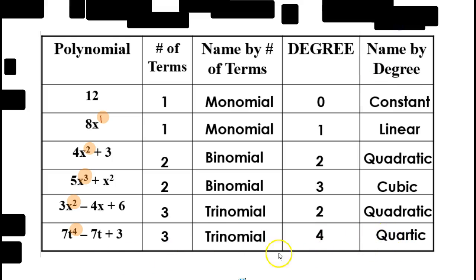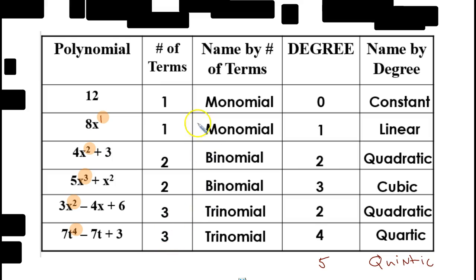Now, we don't have an example of a degree of 5, but I will expect you to know that a 5th degree polynomial is called a quintic. These names you should be familiar with. I will give you a question on your next test for sure that asks you to classify the polynomial based on the number of terms and the degree. And if you can do that, you get that question right every time.